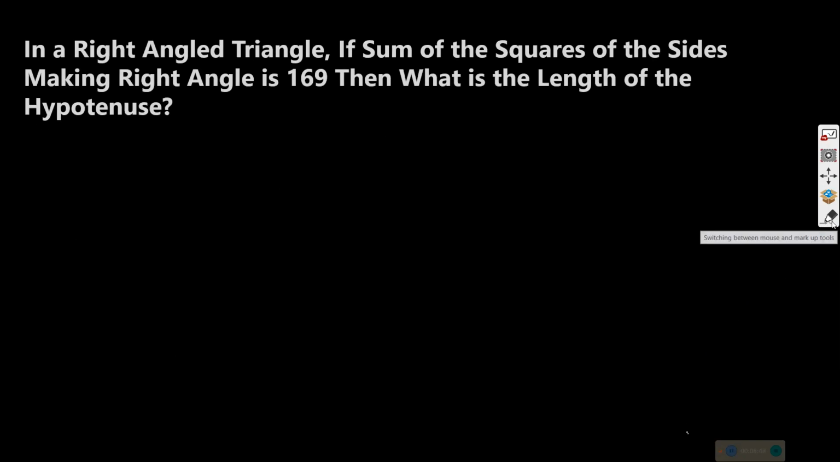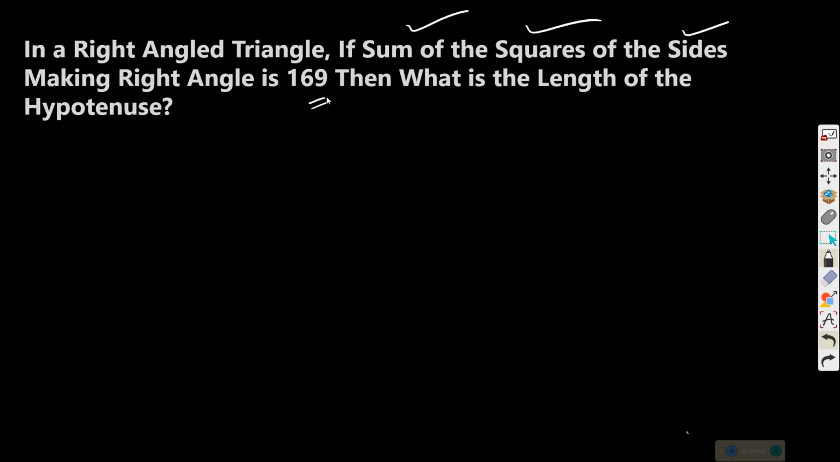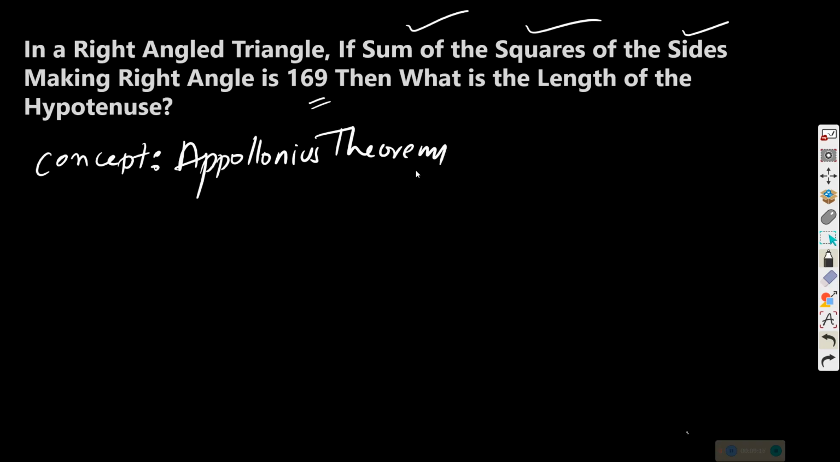In a right-angled triangle, if the sum of the squares of the sides making the right angle is 169, then what is the length of the hypotenuse? Very simple question, a 7th standard question regarding right angle. So you simply do it. Hypotenuse square is equal to 169 in this case, because the sum of the squares of the sides making the right angle is 169. So simply apply Pythagoras theorem and I'll simply do it. We can straight away write hypotenuse square is equal to 169.